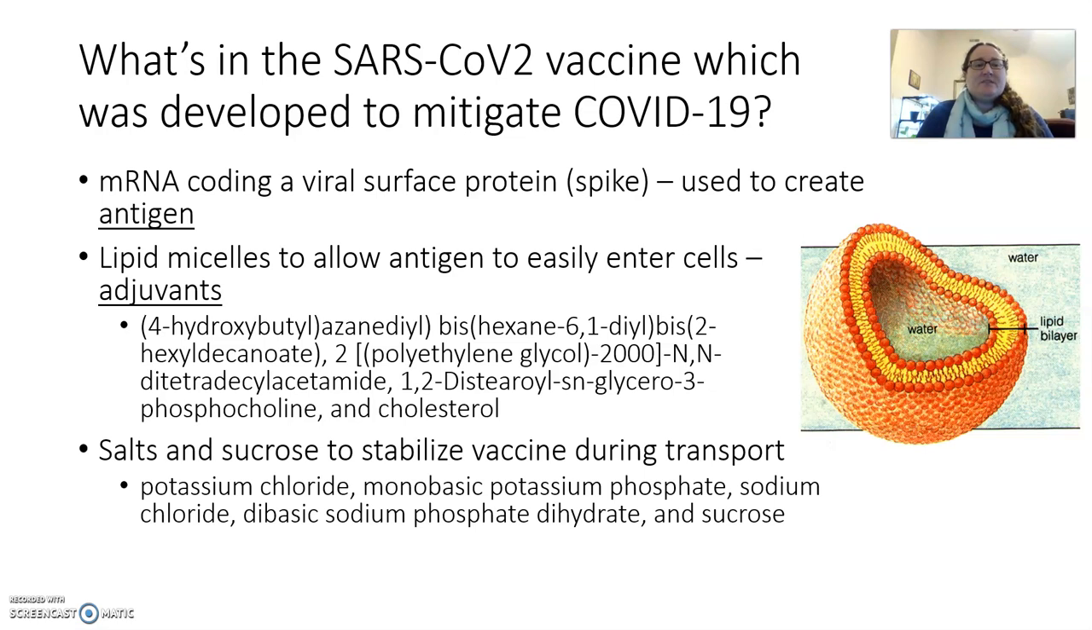And finally, there are some salts and one sugar to help stabilize the vaccine during transport. When you chill down molecules, that can impact their structure. So these help to maintain things like pH and salinity. These are all also molecules that would be normally found in your cells.